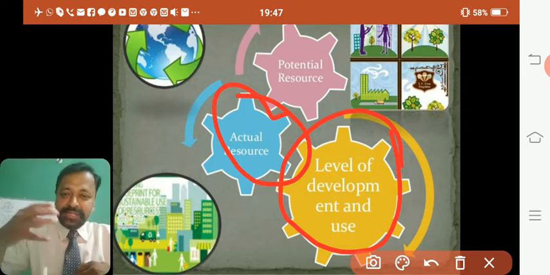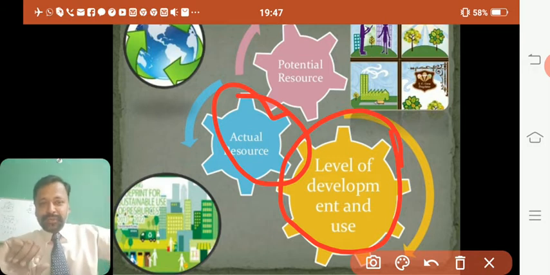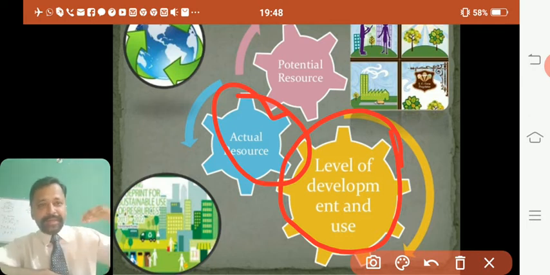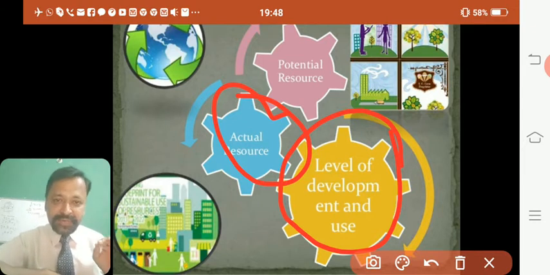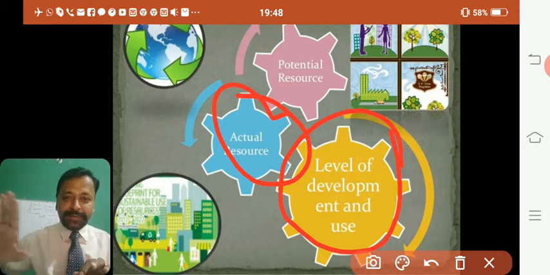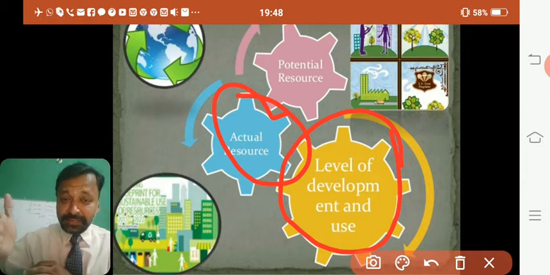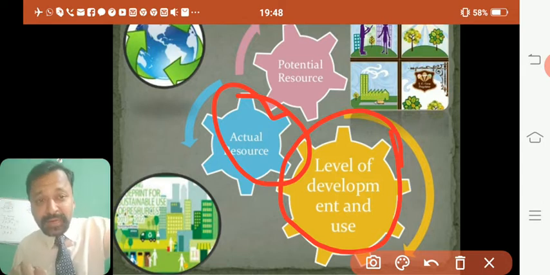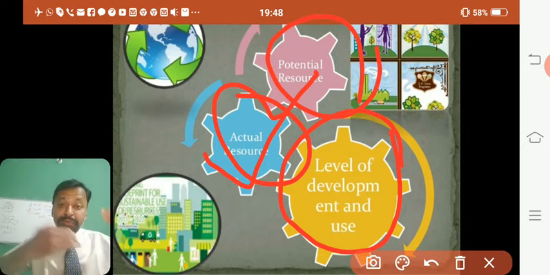Potential means it's underlying. Like we can say a potential resource can be solar energy. We are getting it daily, so we can use it. Maybe we are not using it fully, but to some extent we are using it. That is called a potential resource. Are you getting it? Because for actual resources, we know how much of the resource is there and how much we can use it. We know all things. That is called an actual resource. Potential is something which we can use in future.